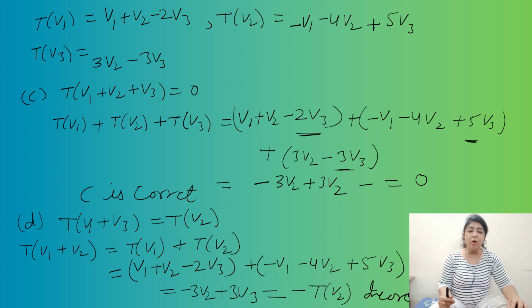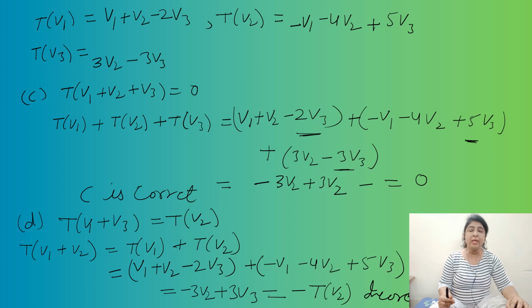Now on adding all these, you can see that V1 and minus V1 get cancelled, and then you have V2 plus 3V2 is 4V2 minus 4V2, and then 5V3 minus 5V3. So ultimately you are getting the answer as 0. So C is the correct option.